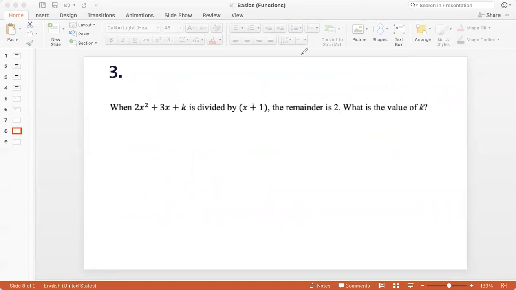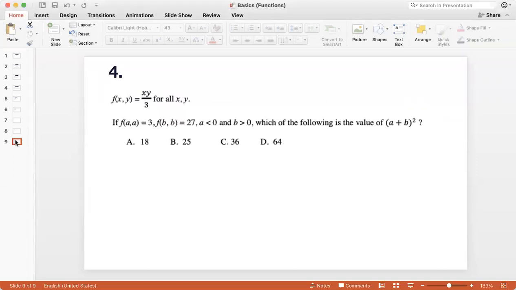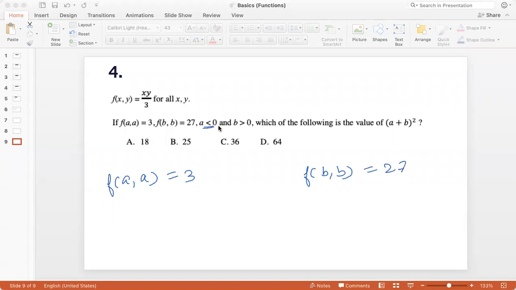Okay, let's do one more. f(x,y) is xy divided by 3 for all x, y. So here we have a function which is defined on two variables, x and y, and the function is the product of the variables divided by 3. Now, f(a,a) is 3, and f(b,b) is 27. a is negative and b is positive. Which of the following is the value of (a plus b) the whole squared?